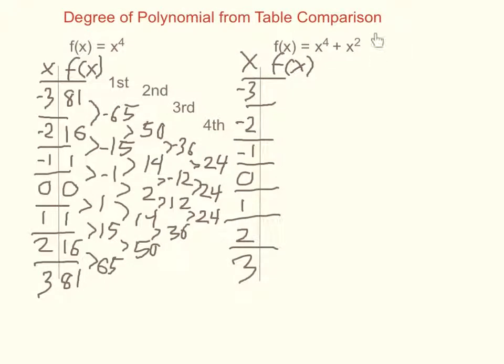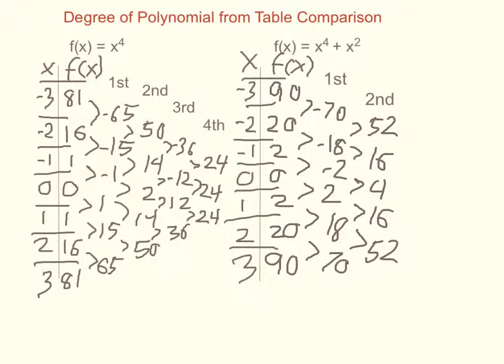If I do the same thing for the function on the right, my numbers will change a little bit. If I do -3 to the fourth, that gives me 81. -3 squared is 9. So the combination is 90. And if I do the rest, you get the following values. Now you'll see if we do the first and second differences, it's going to look a little different.